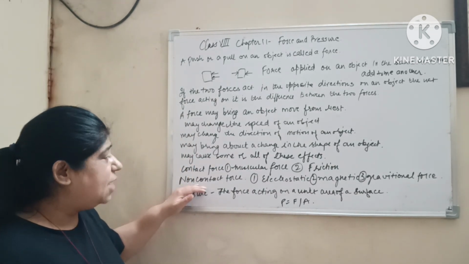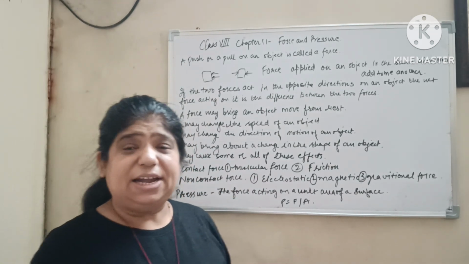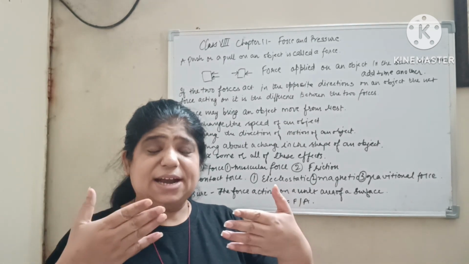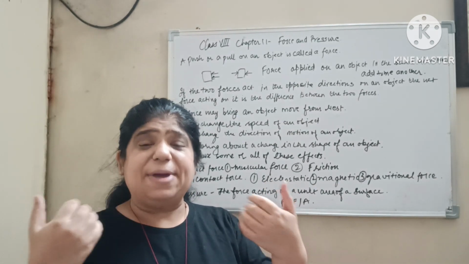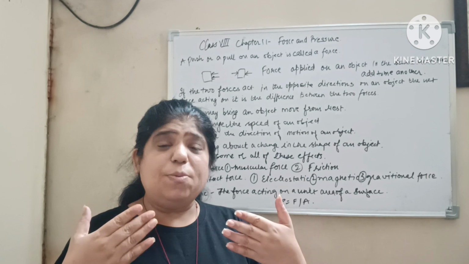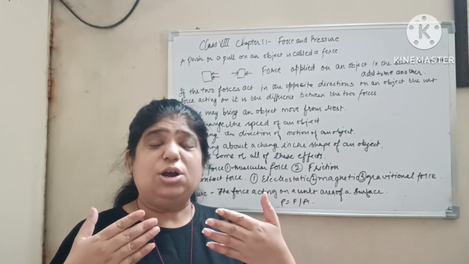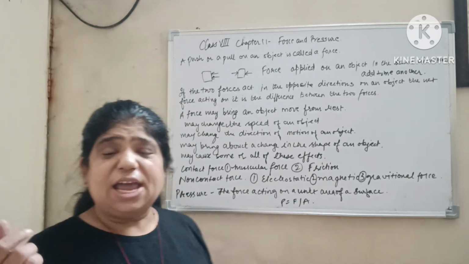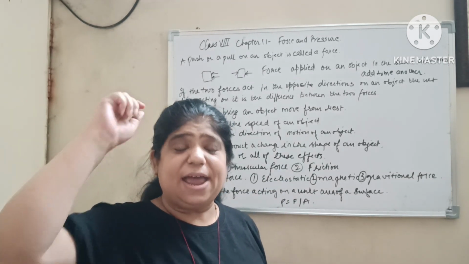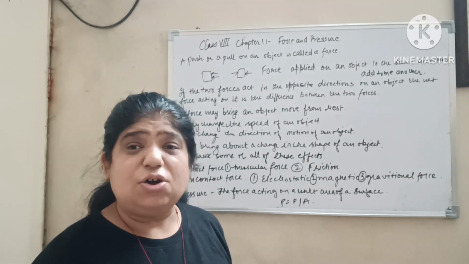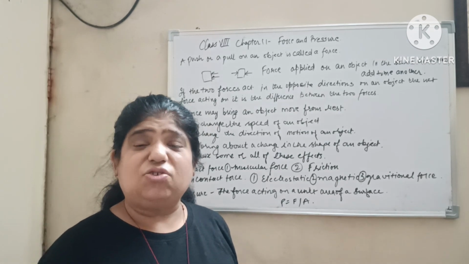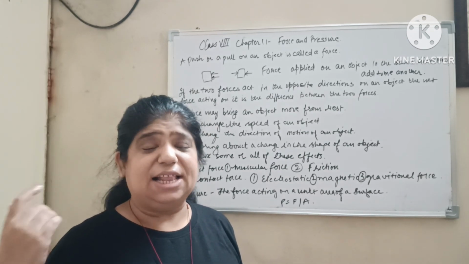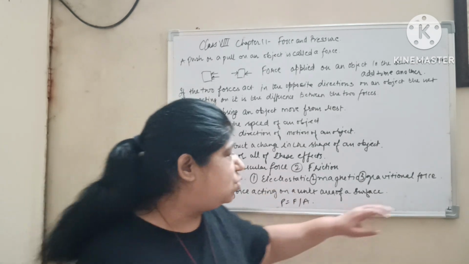Now non-contact force, one is magnetic force. Two magnets with the same pole repel each other. Two magnets with different poles, north and south, attract each other. This is a magnetic force. You take a scale, rub it on your hair and put it near bits of paper. The bits of paper will be attracted to the scale. That is the electrostatic force.